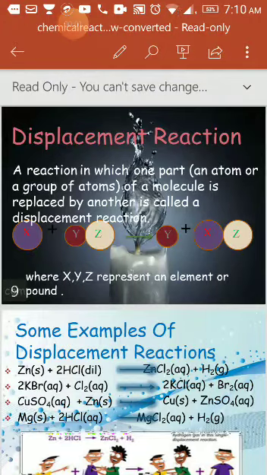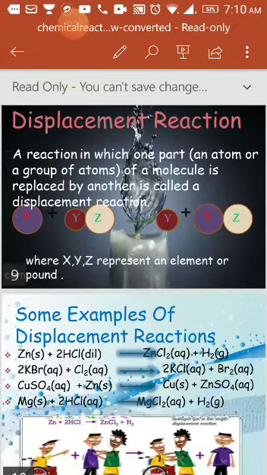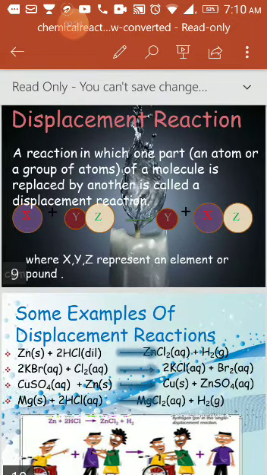In the previous video, we were discussing different types of chemical reactions. We discussed combination reaction and decomposition reaction. Today, we are going to discuss displacement reaction. What is a displacement reaction? A reaction in which a more reactive element displaces a less reactive element from its solution.